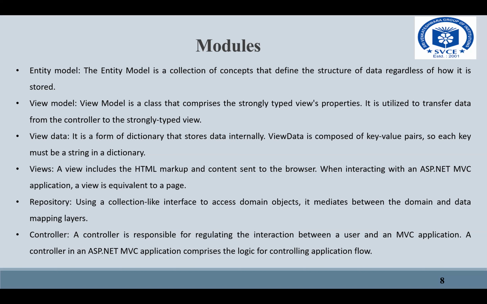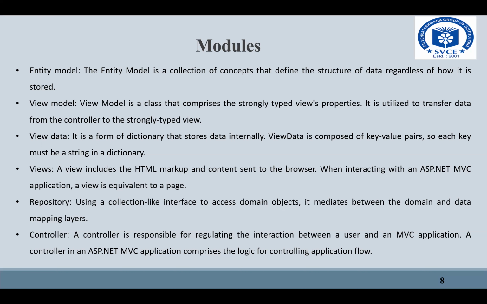View model is a class used to transfer data from the controller to the strongly typed view. It provides a layer of abstraction between the view and the model, allowing the view to display the data without having to worry about how it is retrieved from the data sources.